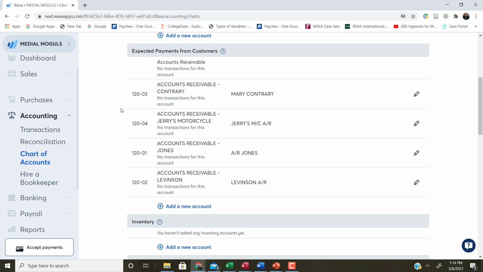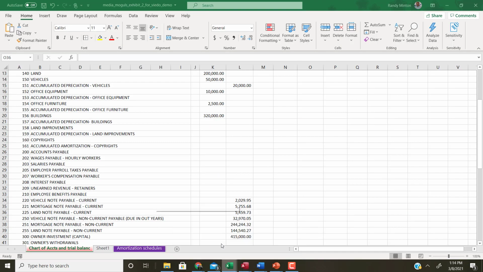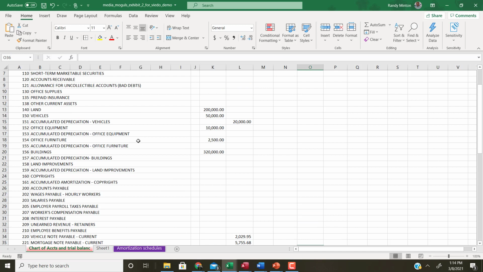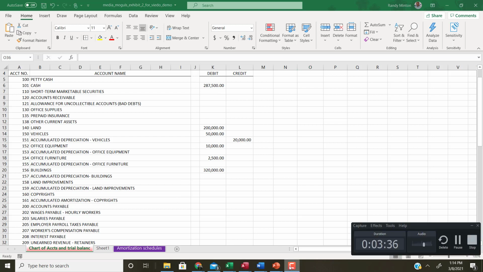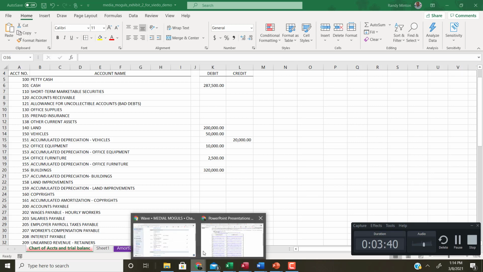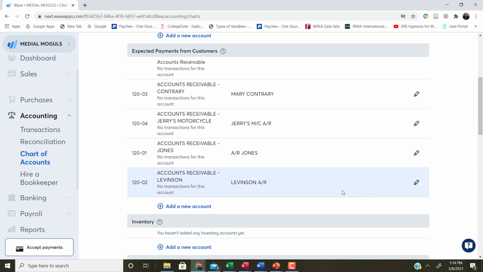So what I did was, if you'll notice back over on the Media Moguls portion over here, there's only one account for accounts receivable. It didn't have anything in it here, but there was only one account for it. Whoops, I'm getting the wrong thing here. I've got to get rid of this so it's not sitting up here.